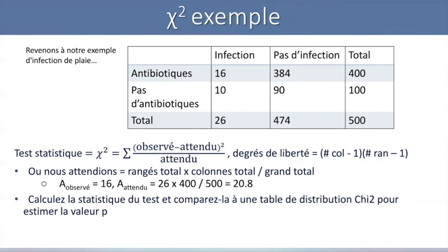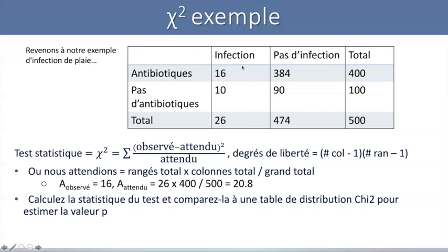We can calculate this by multiplying the row total here times the column total divided by the grand total of patients in our study. So for A here, this is the people who got antibiotics and had a wound infection. We observed 16 people in this group. If there were no association between antibiotics and wound infection, we would expect to see 26, the total for that column, times 400, the total for that row, divided by the grand total of 500 patients. This gives us an expected value of 20.8.